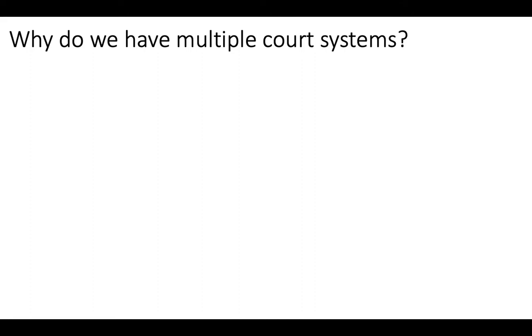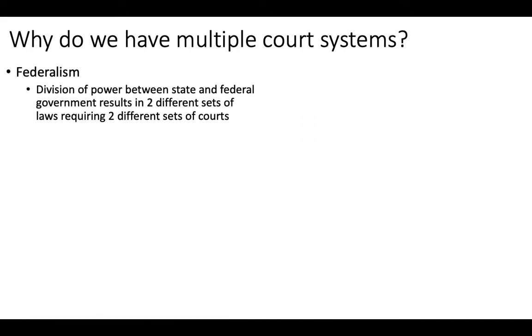Why do we have multiple court systems? The United States legal system is impacted by three basic factors. The first is the idea of federalism, which we've reviewed earlier in the year. As a result of the division of power between the state and federal governments, we have two sets of laws that we live under in the United States: federal laws and state laws. The fact that we have two different sets of laws requires us to have two different sets of courts in order to handle the legal disputes that come with these laws.